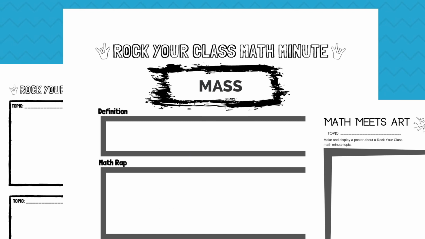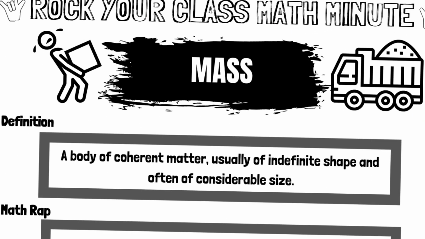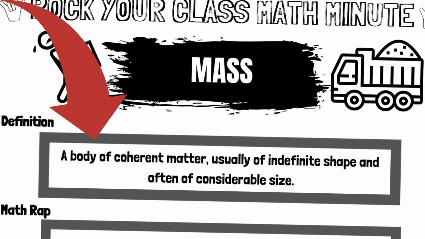Mass. What does the dictionary say? A body of coherent matter, usually of indefinite shape and often of considerable size.